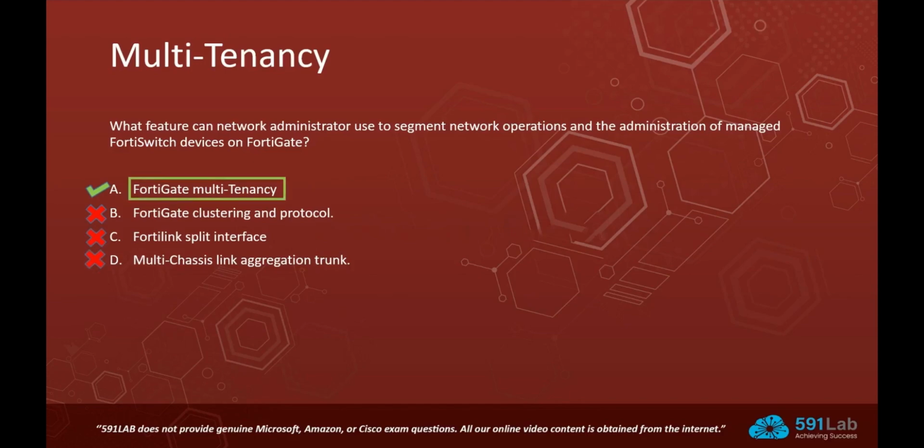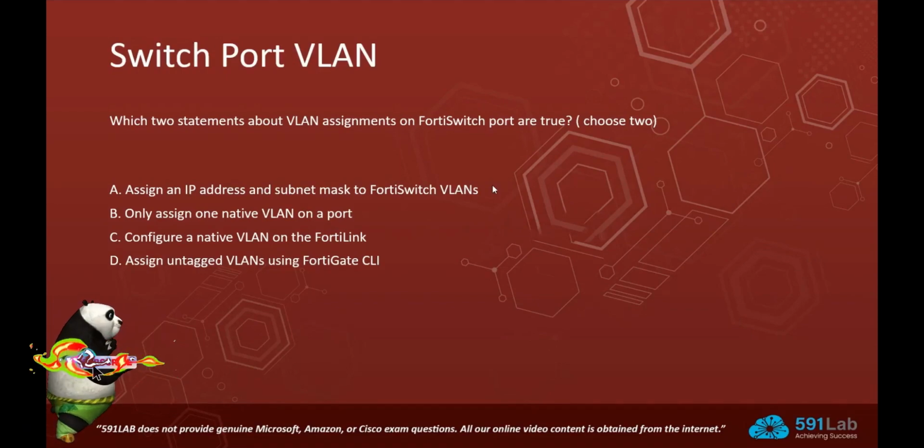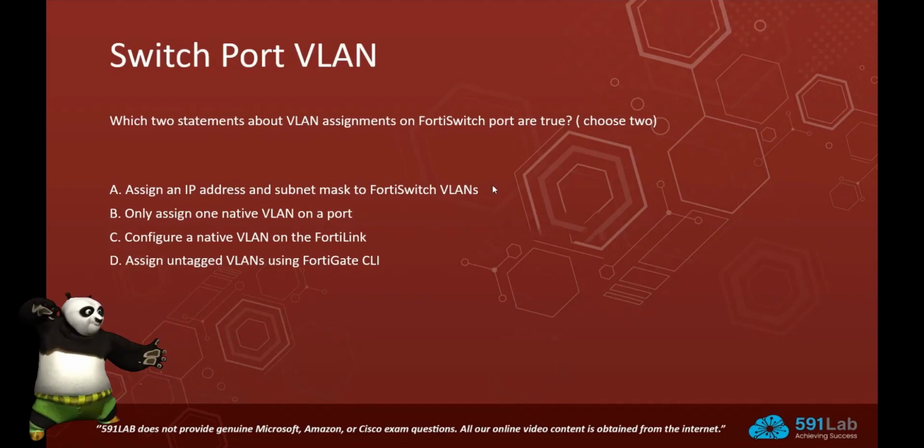Next question. Which two statements about VLAN assignments on a FortiSwitch port are true? Answer A. Assign an IP address and subnet mask to FortiSwitch VLAN. Answer B. Only assign one native VLAN on a port. Answer C. Configure a native VLAN on the FortiLink. Answer D. Assign untagged VLAN using CLI.